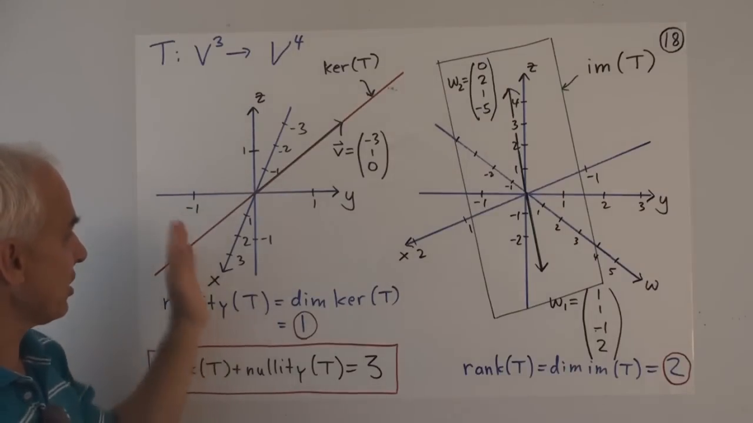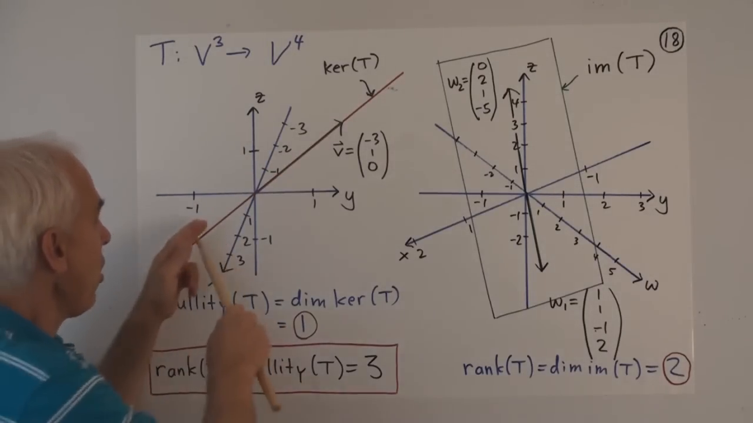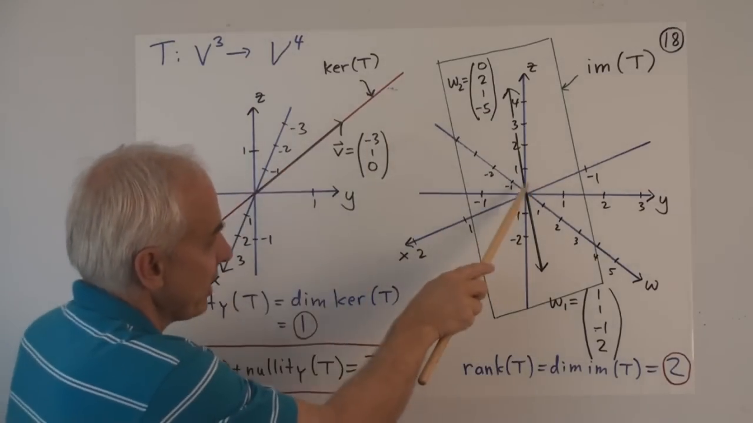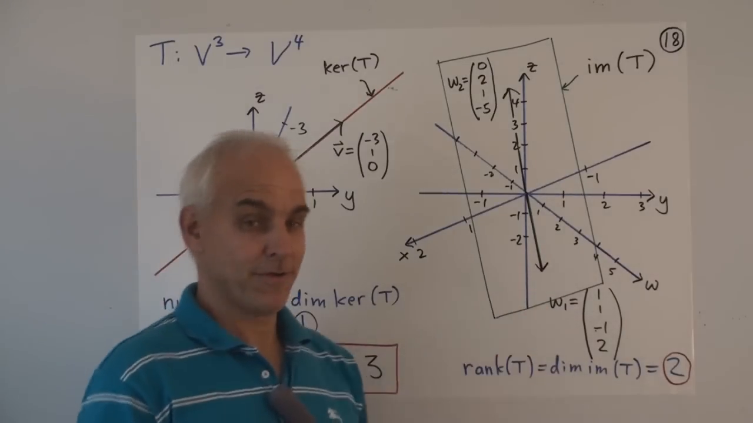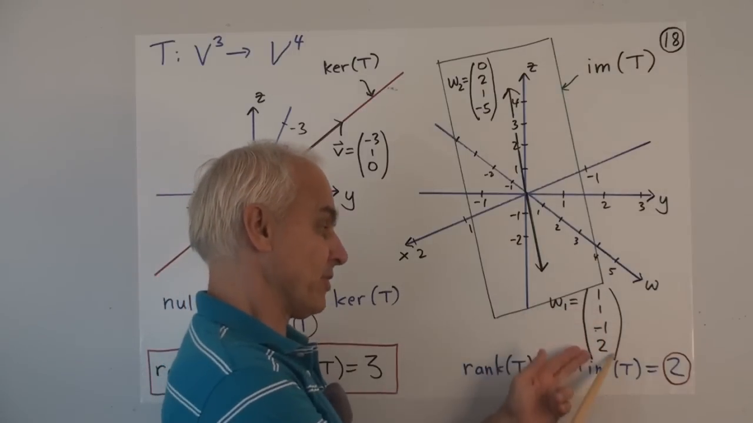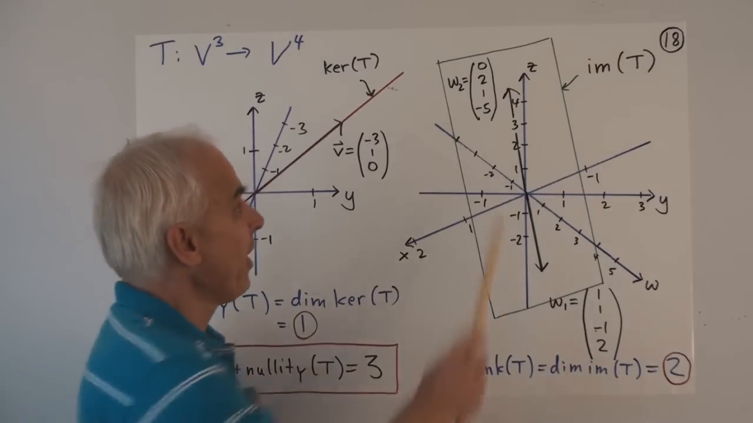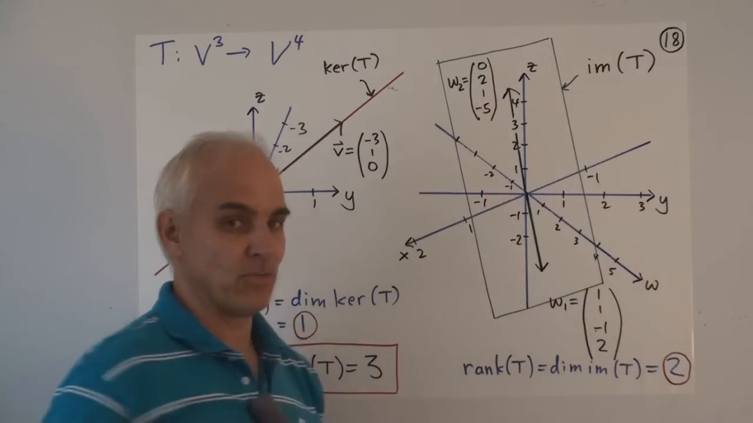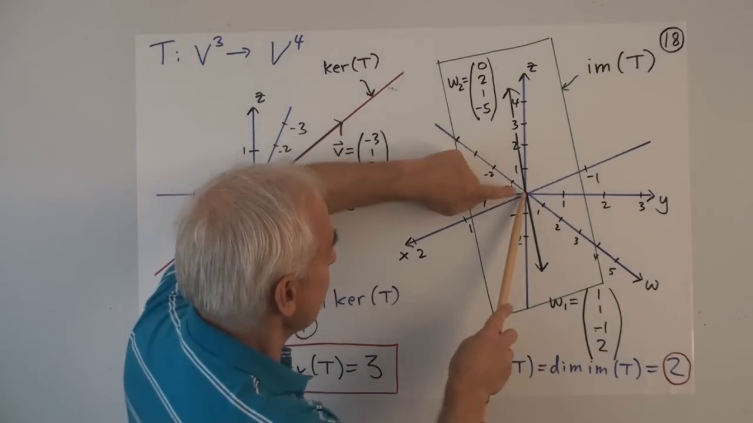And the nullity of T is just the dimension of this kernel, which is 1. So all of the vectors here under the transformation get sent to 0. Now over here, in our 4-dimensional space, we have two distinguished vectors: (1, 1, -1, 2), which was one of the columns, and (0, 2, 1, -5), which was the other column. And these two vectors, I've drawn them here.